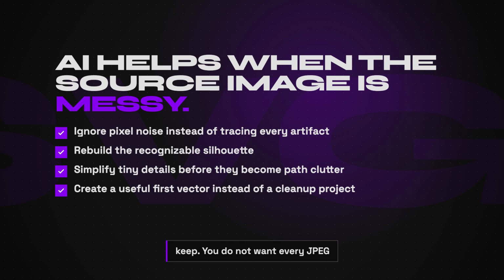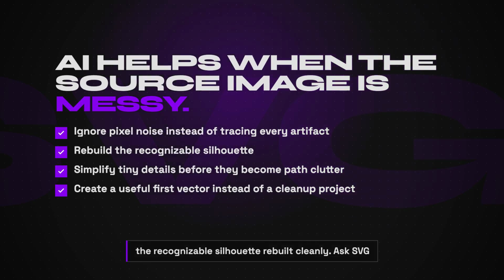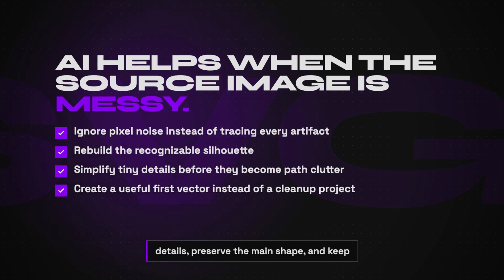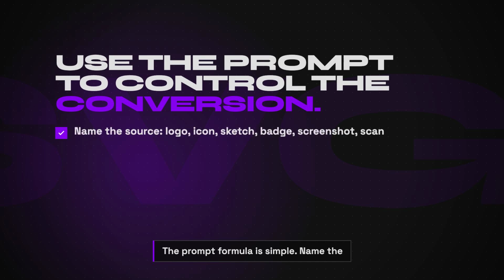You do not want every JPEG block turned into a path. You want the recognizable silhouette rebuilt cleanly. Ask SVG Genie to ignore compression noise, simplify tiny details, preserve the main shape, and keep the result easy to edit. The prompt formula is simple.